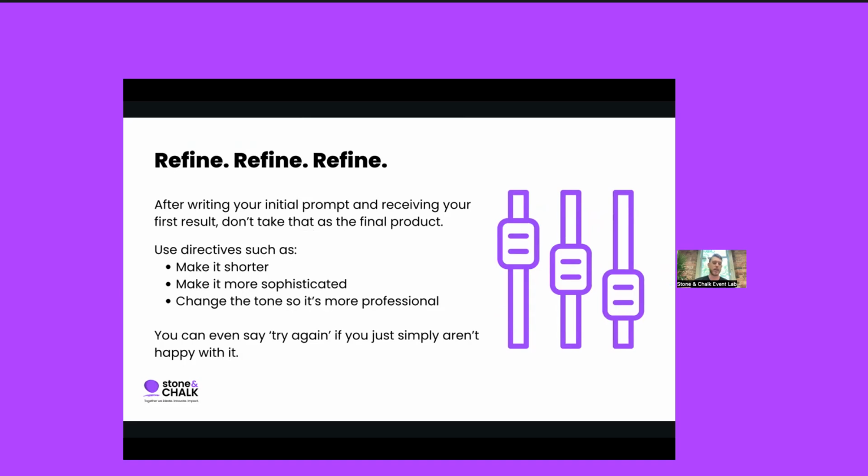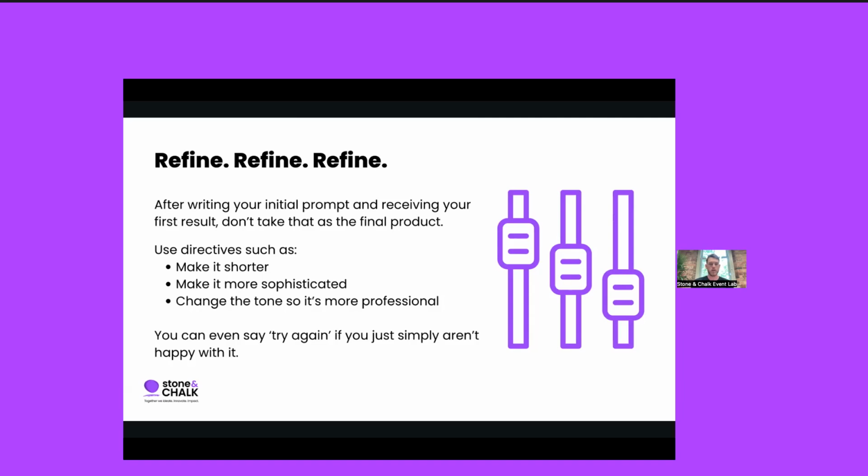Use things like make it shorter. I'm guilty of doing that because I do realize ChatGPT will spend a lot of time pumping out a lot of content and where all you need is just one paragraph. Make it more sophisticated and change the tone so it's more professional depending on who your audience is. You can even say, try again, or as I said before, use the regenerate button if you're simply not happy with it.